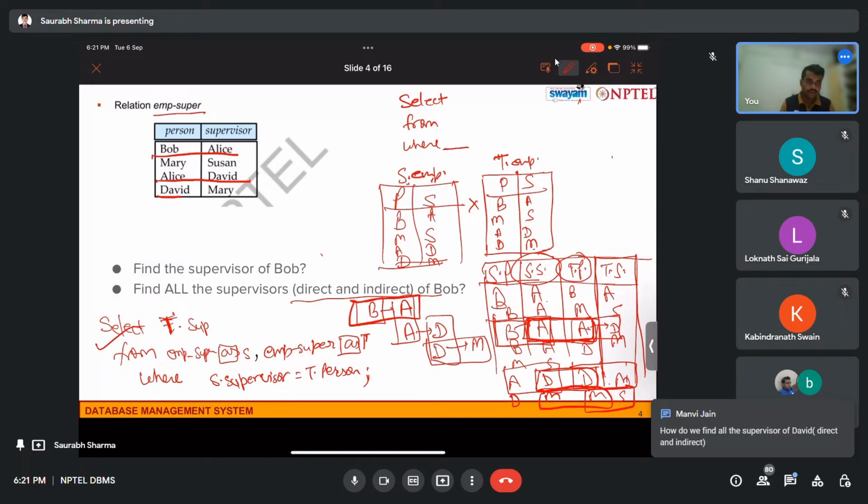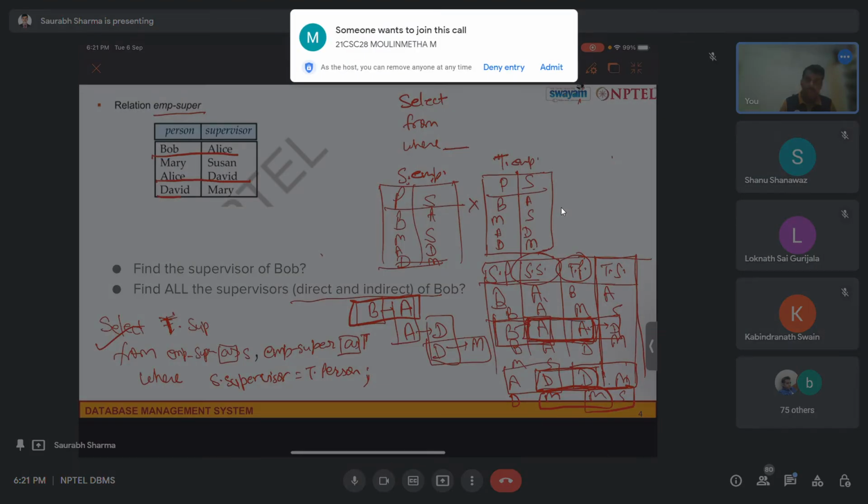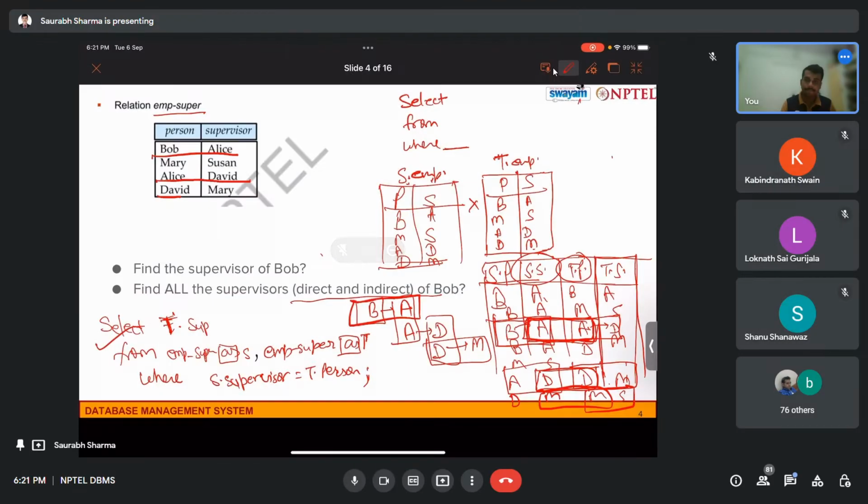How do we find all supervisors of David? I'm coming to that. Okay, then what we will do, we are on Alice. Now Alice is a person also. We went from Alice to its supervisor, that is David. So A to D.